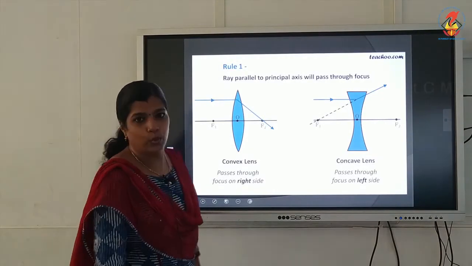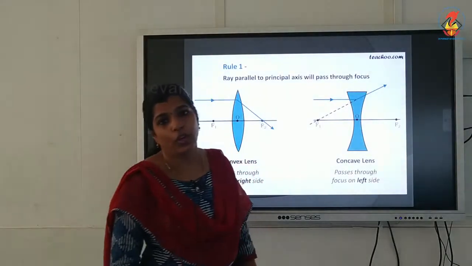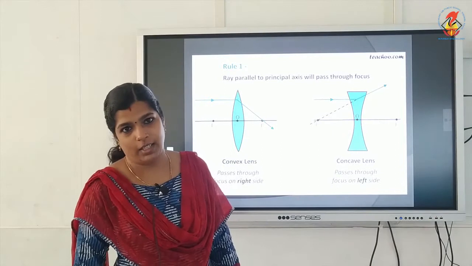This is the first rule. A ray of light parallel to the principal axis, after refraction, will pass through the principal focus in case of a convex lens, and it appears to come from the principal focus in case of a concave lens.